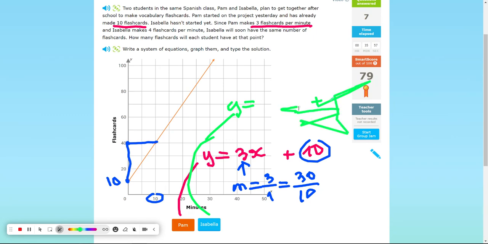Something happened here. That is so weird. I did not draw anything. It keeps moving.